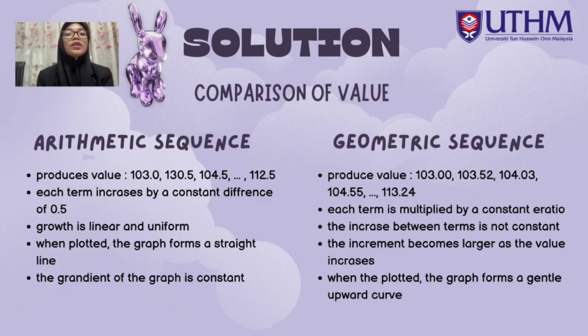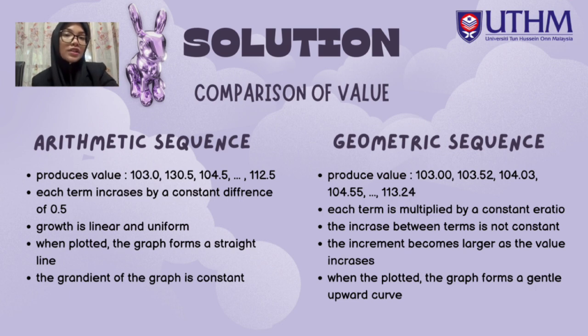In contrast, for the geometric sequence, the values start at 103 and increase to 103.52, 104.03, and so on. Each term is multiplied by a constant ratio rather than increased by a fixed amount. As a result, the increase between terms is not constant and becomes larger as the values increase. When plotted, the graph forms a gently increasing upward curve. So, in conclusion, the arithmetic sequence shows steady, consistent growth, while the geometric sequence shows growth that accelerates over time.